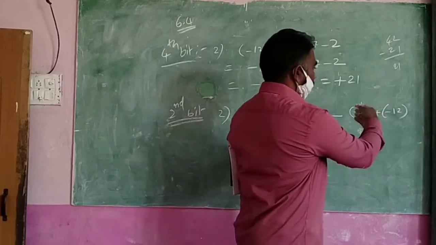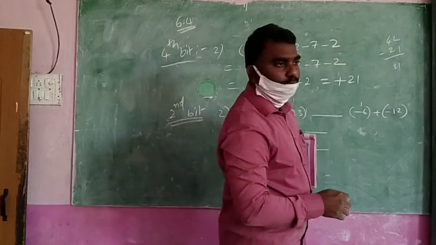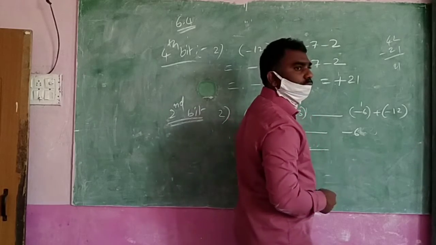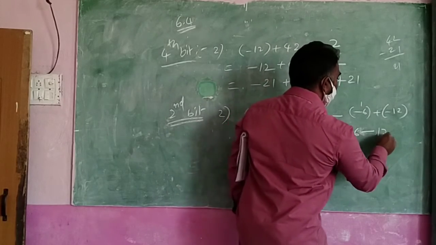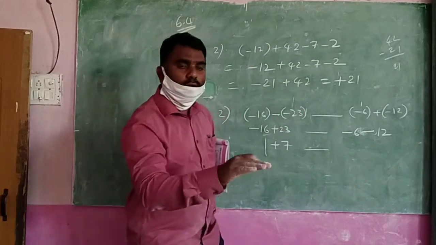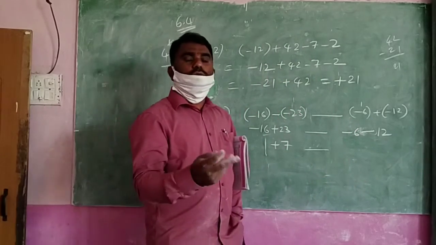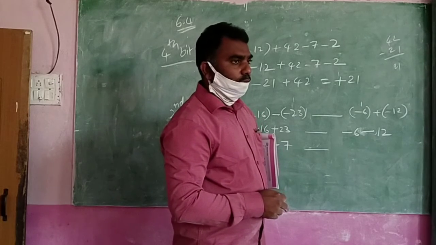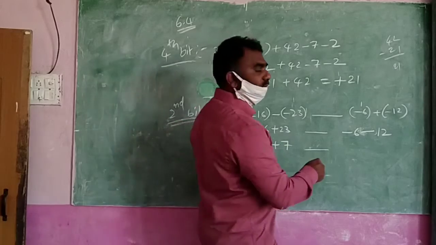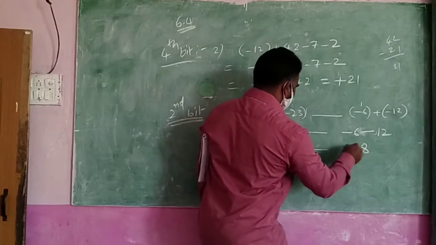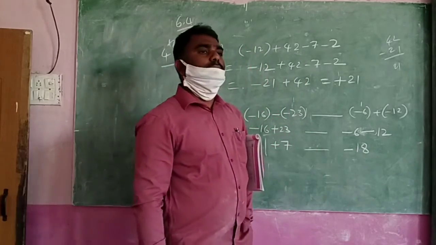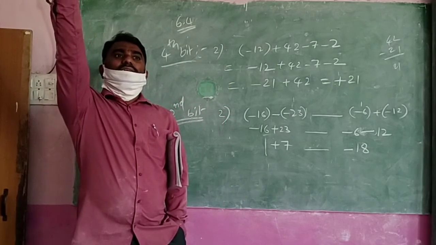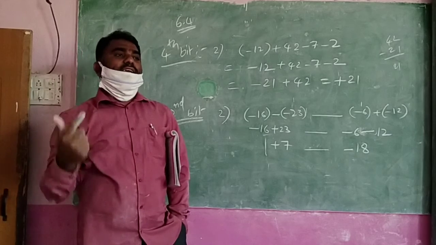Then you do the next one. First, what should we do? Brackets you have to remove. It is minus 6 plus and minus, minus 12. Now how are they? Total is 18. Where are we? Down, which means what symbol? So you got plus 7 minus 18. You know the meaning? Plus 7 means we are 7 steps up. Minus 18 means 18 steps down.